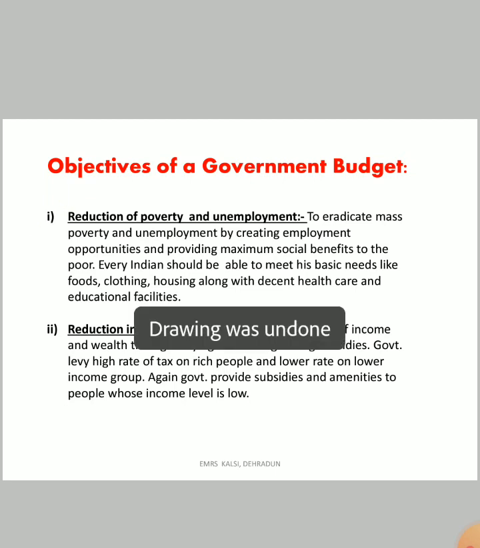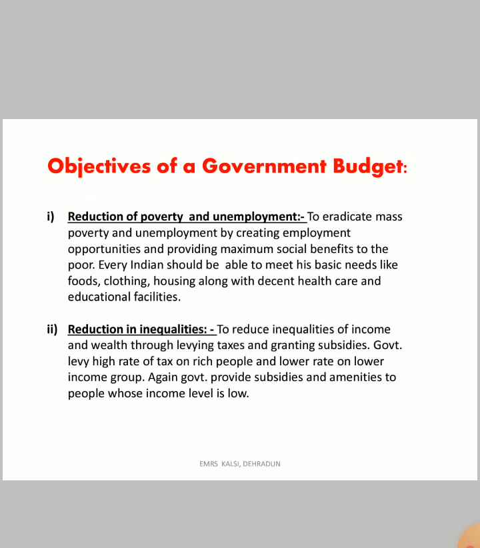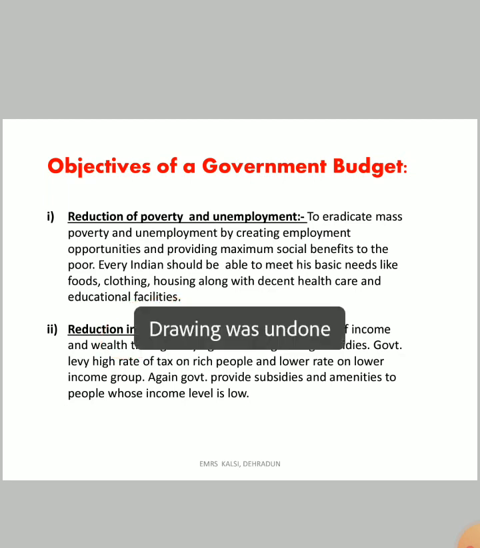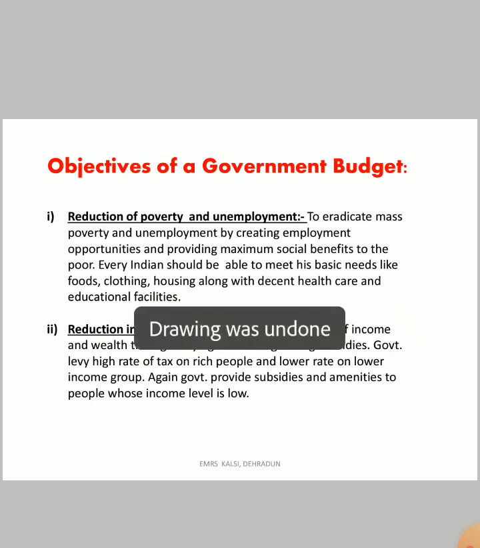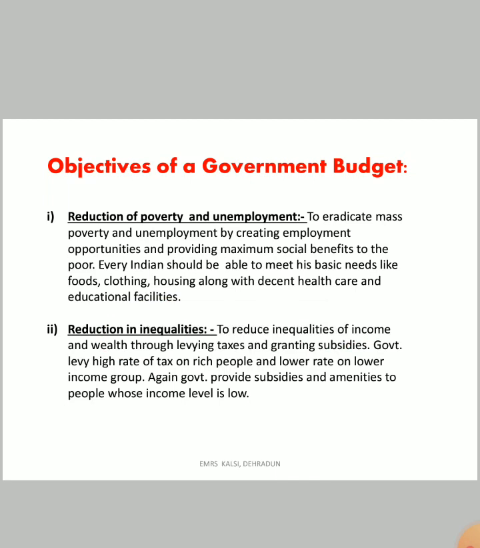Now our second is reduction in inequalities. As we all know, India is a huge and diverse country, so inequalities are also there. So how does government try to reduce this inequality? To reduce the inequality of income and wealth through levying taxes and granting subsidies.